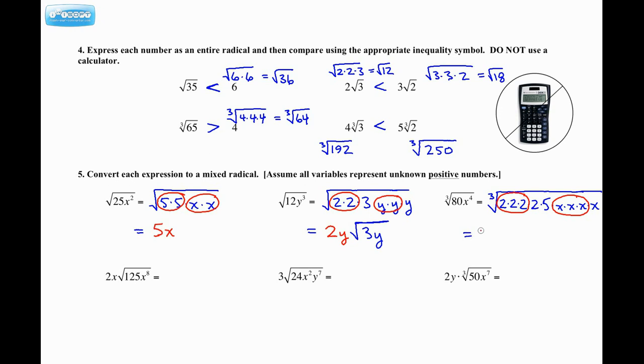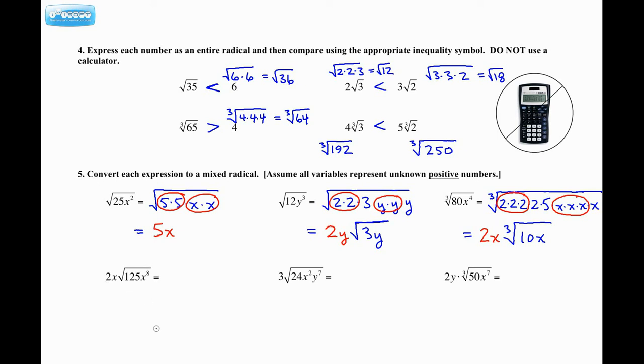So this becomes 2x times the cube root of whatever's left. 2 times 5 is 10, times x is just 10x. There we go. All right, next.